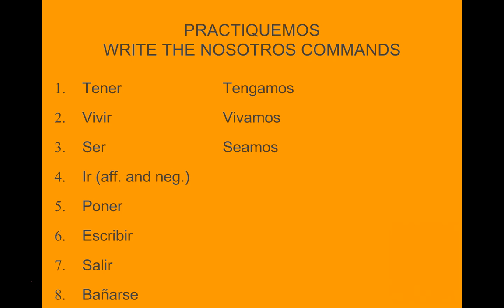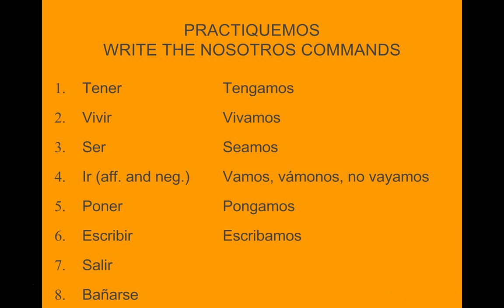To do the affirmative and negative of ir, remember that there's 2 ways to say the affirmative. Vamos or vámonos. Notice that we dropped the S on vamos when we added the nos. Vámonos. And no vayamos is the negative. Poner is no pongamos. Escribir is escribamos.